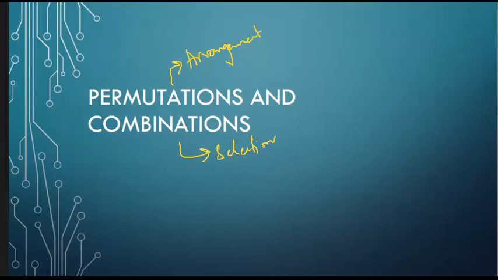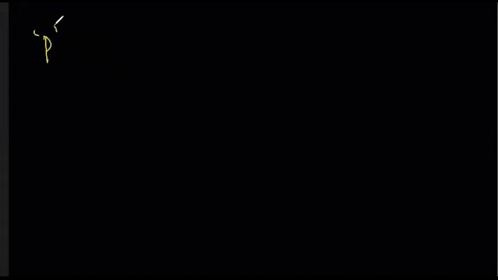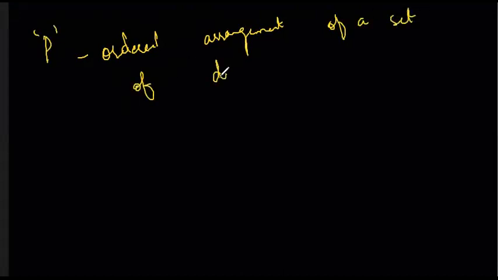Now first we will see the permutation. A permutation is basically an ordered arrangement of a set of distinct objects. So permutation, if I'm denoting it with P, is the ordered arrangement of a set of distinct objects. That is, the objects should be distinct whenever we are talking about permutations.